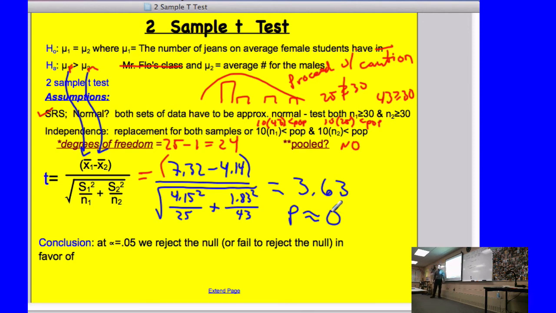Conclusion, at alpha 0.05, what are we going to do? Reject the null. In favor of what? Women have more jeans than males on average. Right?